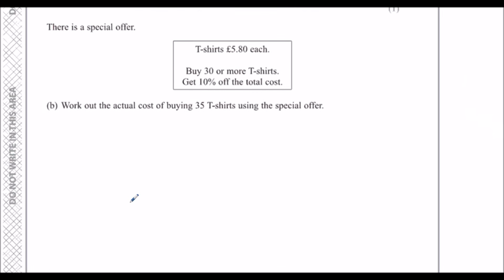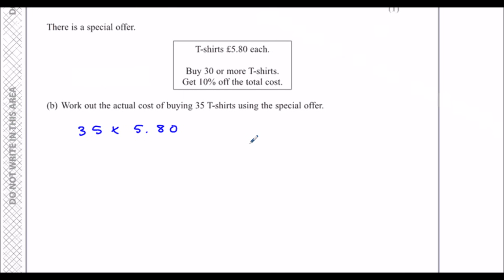Okay, part B. There's a special offer. So the t-shirts are £5.80 each. Buy 30 or more t-shirts and get 10% off the total cost. Work out the actual cost of buying 35 t-shirts using the special offer. So we're going to have 35 t-shirts at £5.80. So we need to do 35 times £5.80. And then we can take 10% off afterwards.